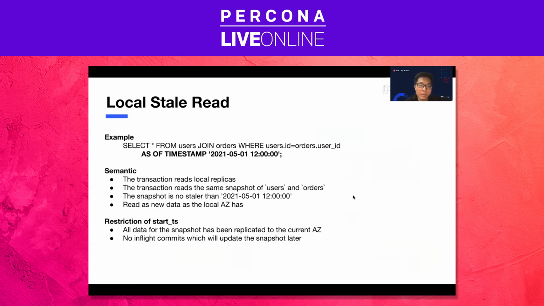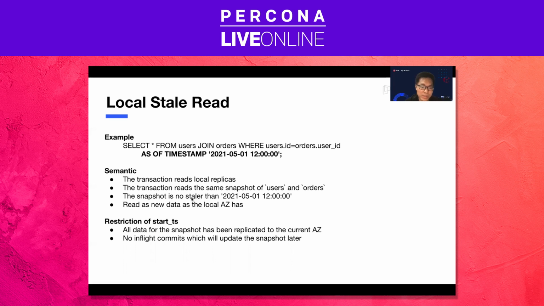Here's an example of how to use local stale read. It joins the tables users and orders by the table ID. What you need to do is just specify a timestamp at the end of this statement. The semantic of this statement is the transaction reads local replicas, and it reads the same snapshot for the tables users and orders.